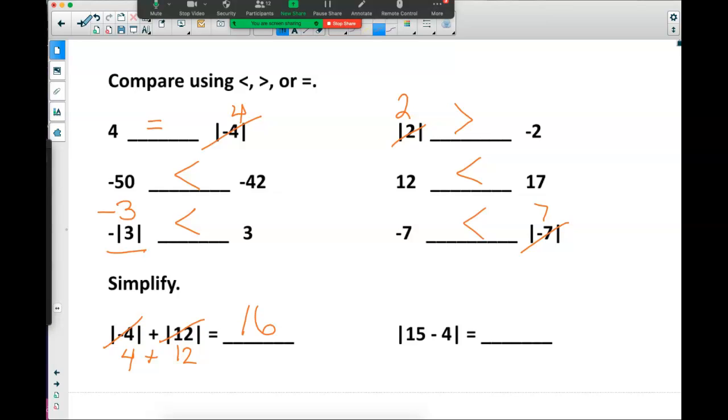If you have an absolute value sign like this next one where there are 2 things inside of there, that means do what's in the absolute value sign first. So what's 15 minus 4? 11. So it's the absolute value of 11, which is 11. Questions there? Any questions from anyone?